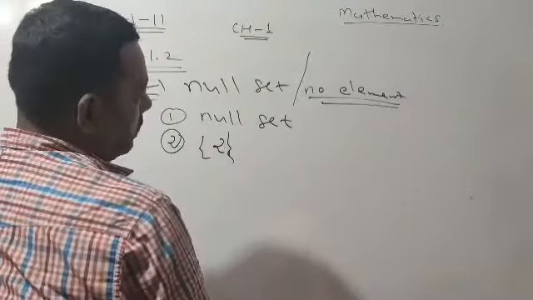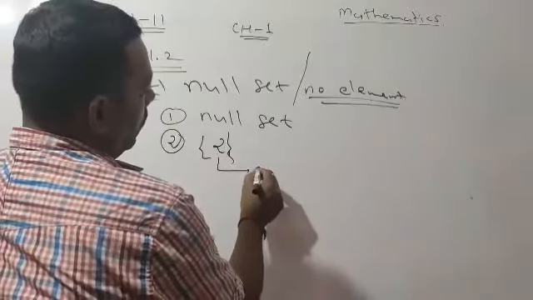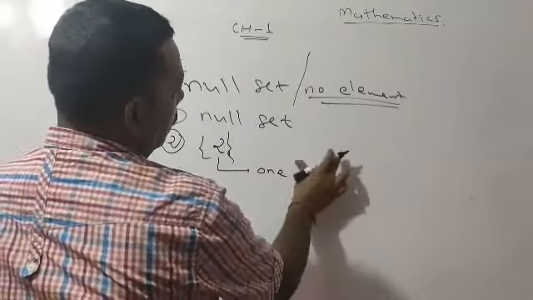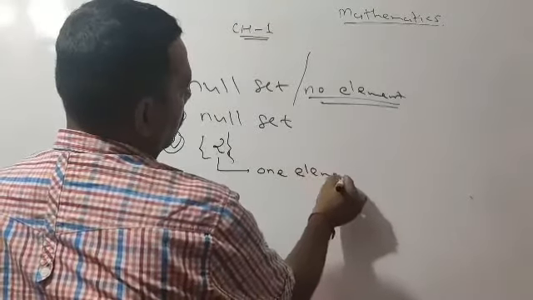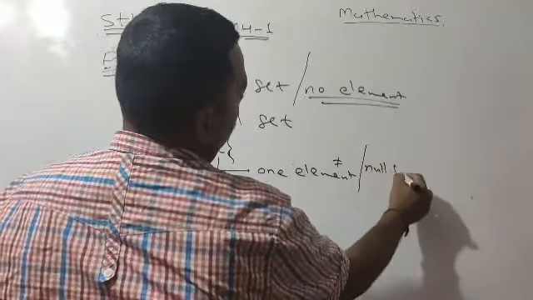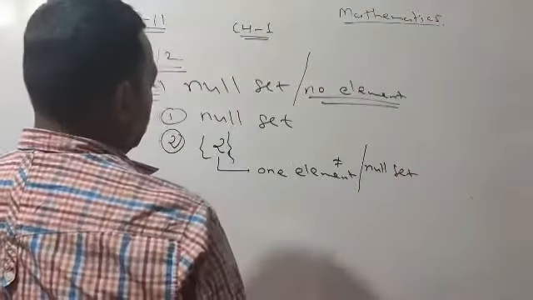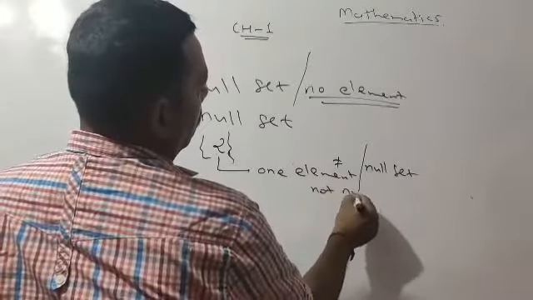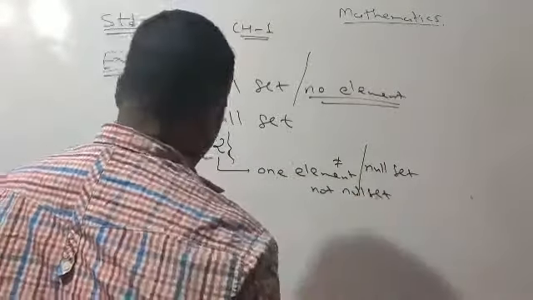Okay, if 2 is there, then 2 is only one element, but even though it is one element, it is not equal to null set. Hence, the second one is not null set.